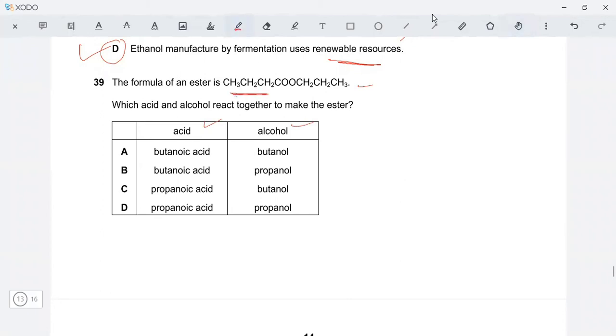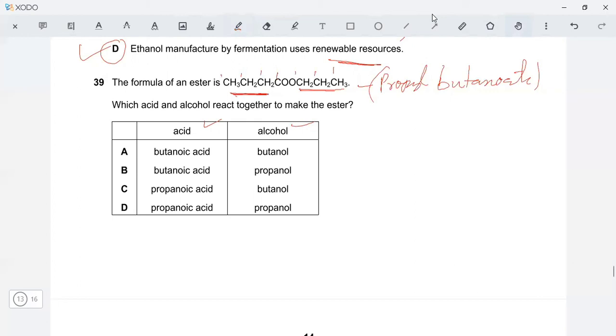So what is the name of the ester? Do you know? The name of the ester is actually here. How many carbons are there? One, two, three. Three carbon. Three means propyl. Then butanoate: this one, two, three, four. Four means but. So propyl butanoate. This is the name of the ester, propyl butanoate.